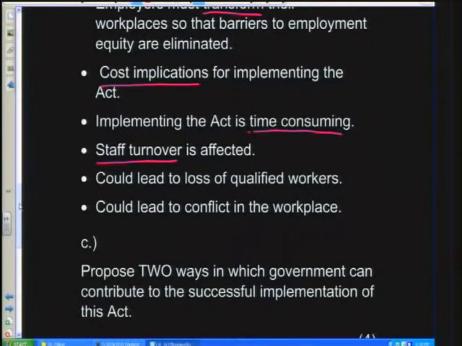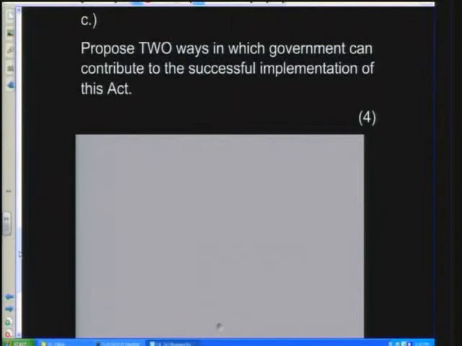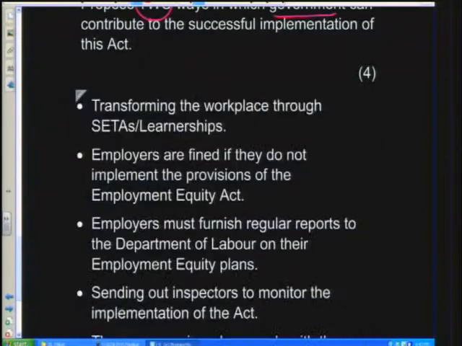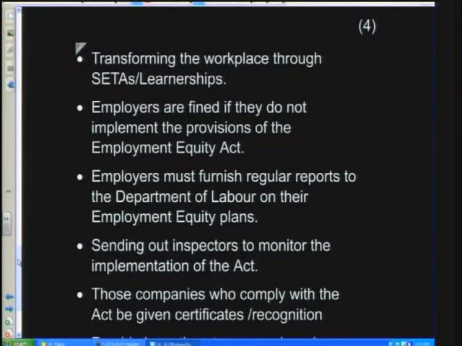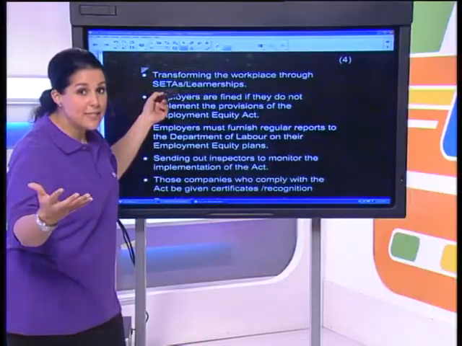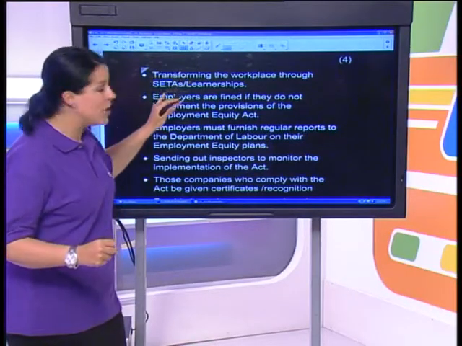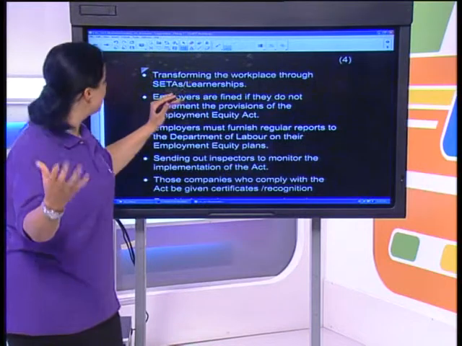I'm going to carry on to question number C that says, propose 2 ways in which government can contribute to the successful implementation of this Act. Remember, we're talking about the Employment Equity Act. Now, I'm going to quickly go through this because I want to move on to another question. For government, we're talking in terms of government. They make this legislation, they implement this Act. How can they ensure that it's implemented successfully?